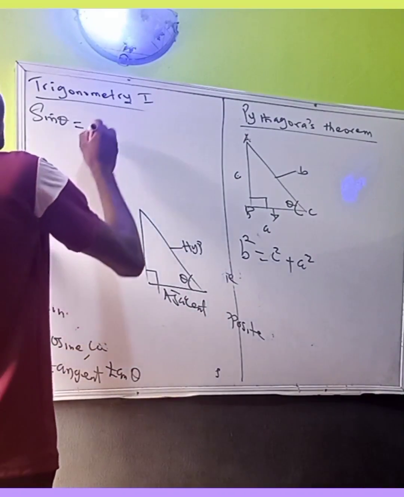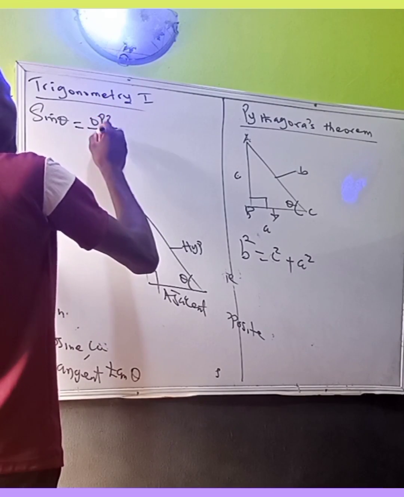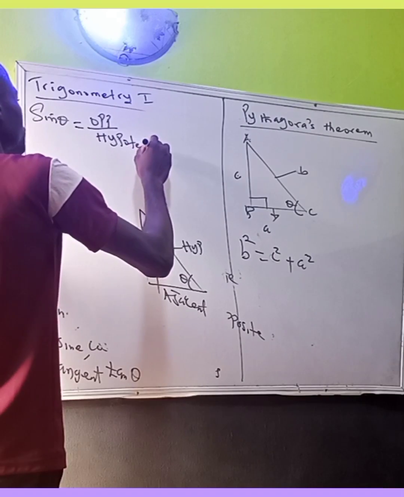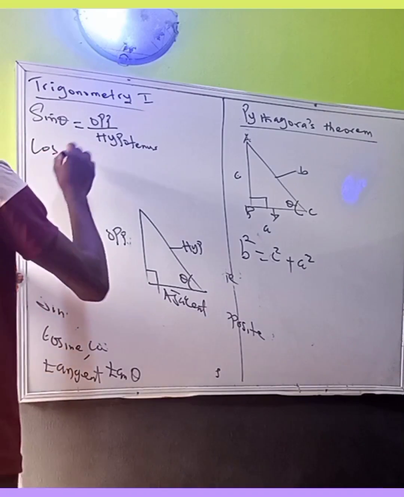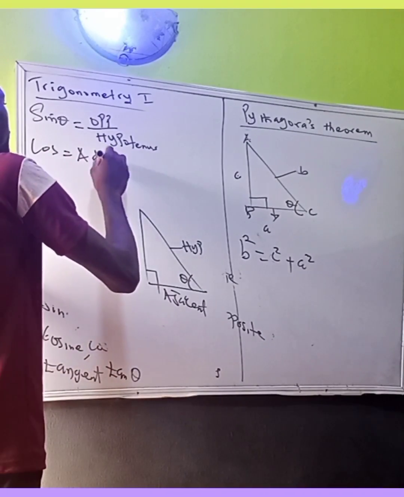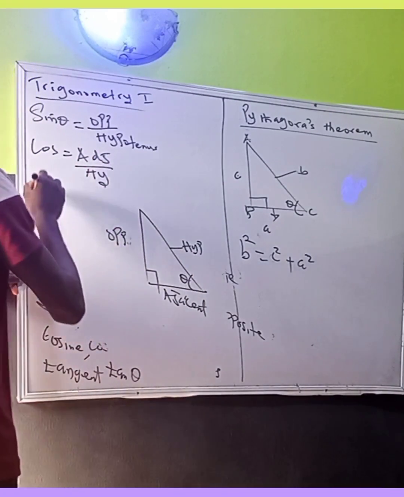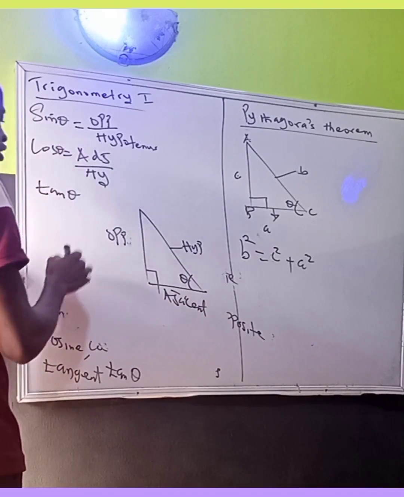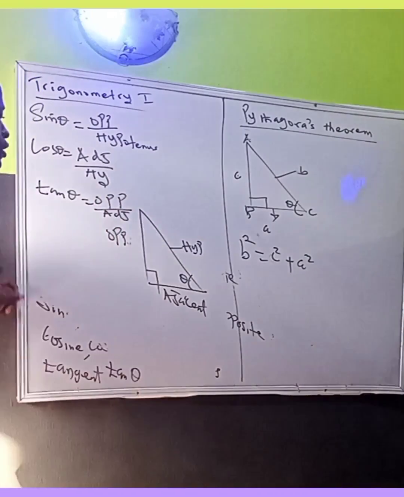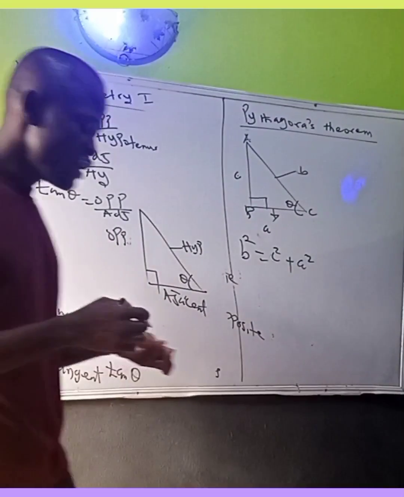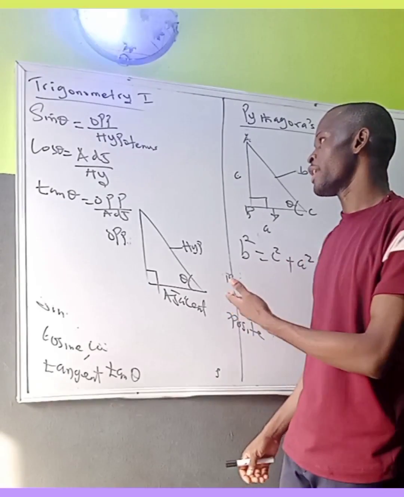Sin theta is opposite over hypotenuse, the opposite side divided by the hypotenuse. Cos theta is the adjacent side divided by the hypotenuse. Then tan theta is equal to the opposite over the adjacent. These are the introductory aspects of trigonometry that every mathematics student needs to get used to.